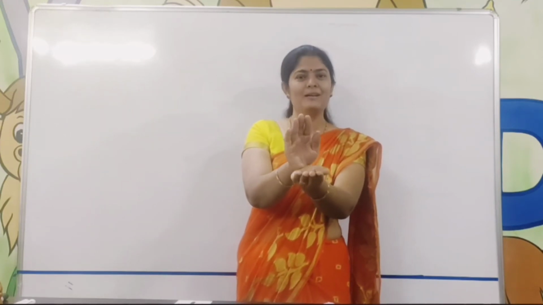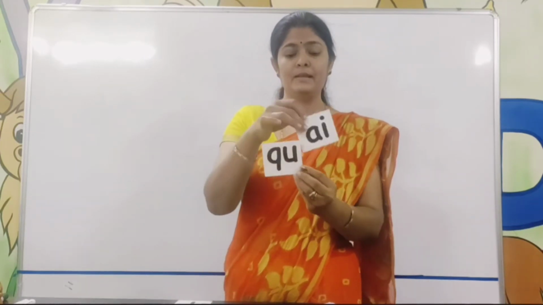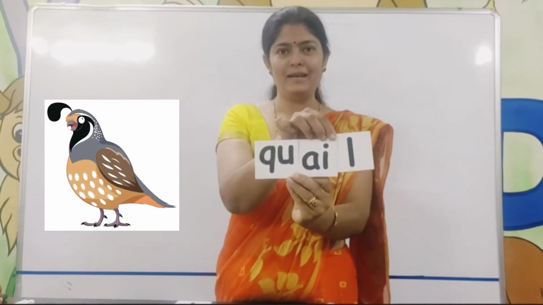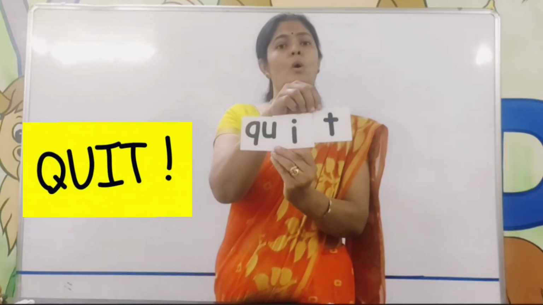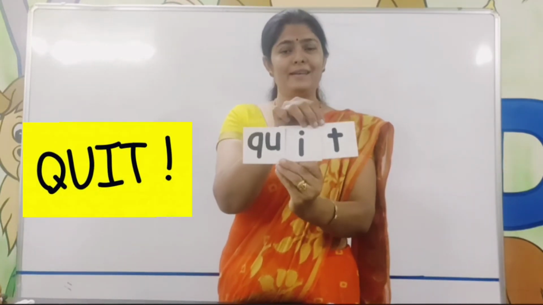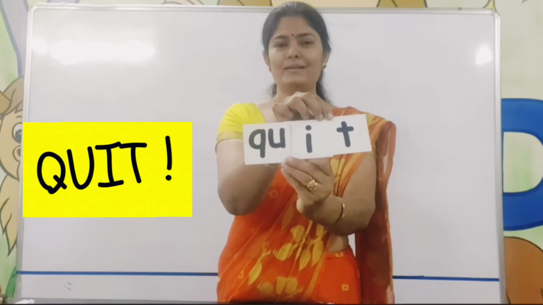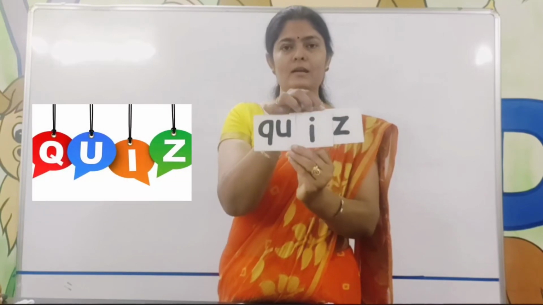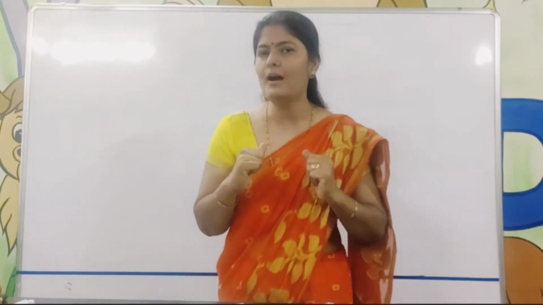Let's make some friends. Qua, a, il, quail. Yes, quail, quail, quail. Next is qua, i, t, quit. Qua, i, t, quit. Let's repeat three times. Quit, quit, quit. Yes. Now the next word is quiz. Quiz, quiz, quiz. Yes, I have some cards to show you.